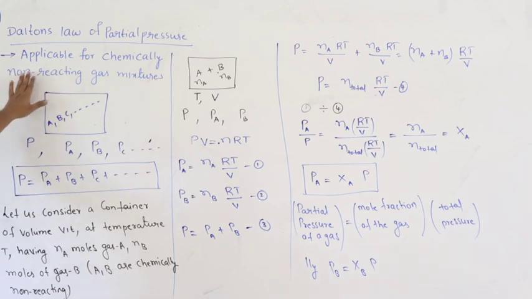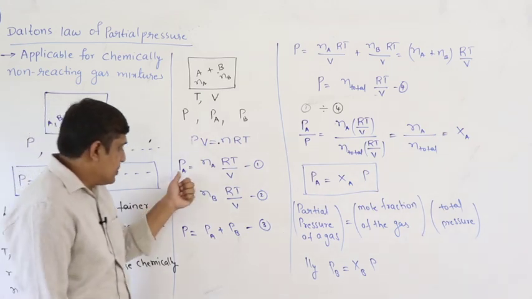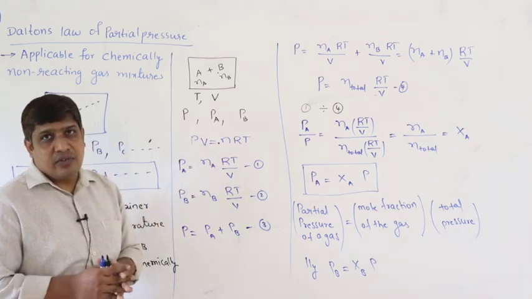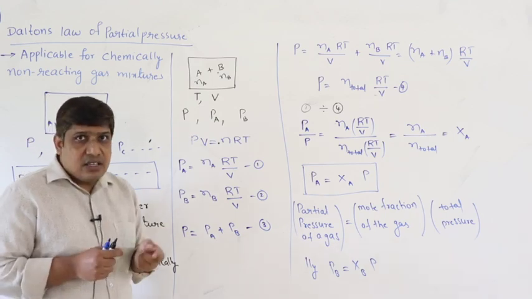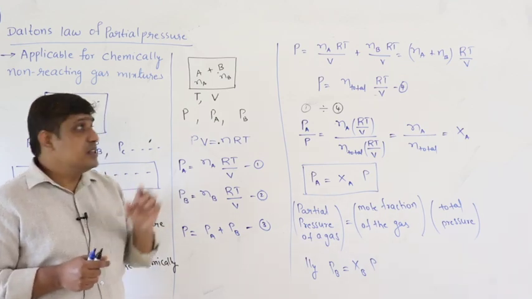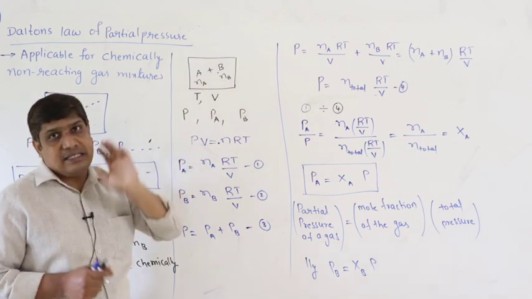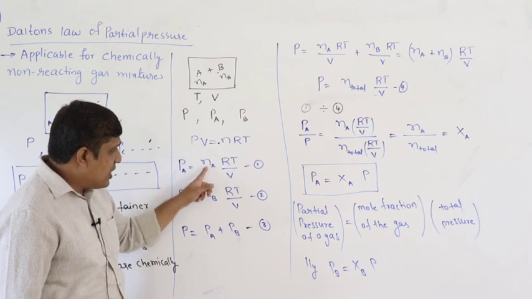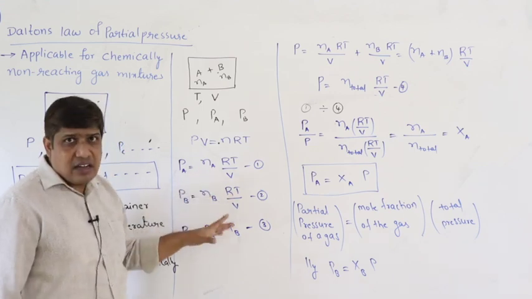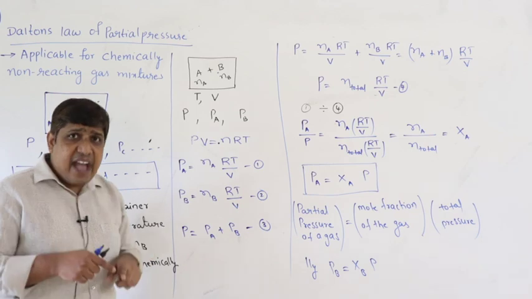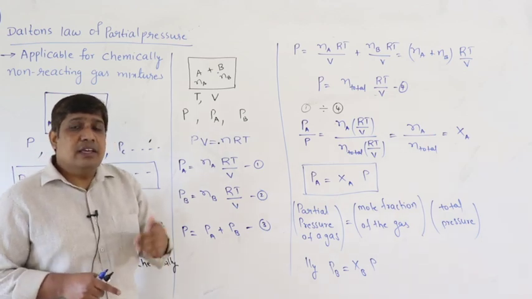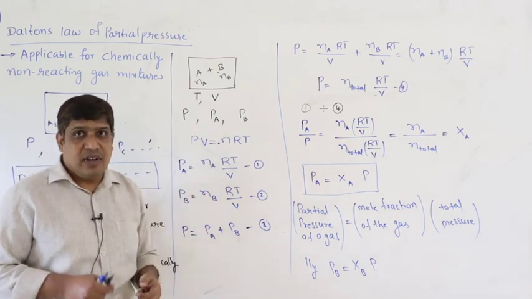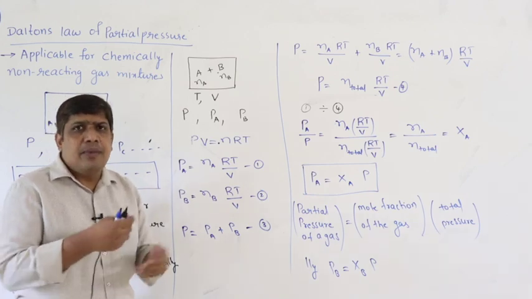Right. So let us come back to this point. Dalton's law is applicable only for chemically non-reacting gaseous mixture. Why is it applicable only for chemically non-reacting? When you mix the gases, if they don't react, that means the number of moles will remain same. The partial pressure only depends upon number of moles, because anyway T and V are constant. If they react, the number of moles will keep on changing from instant to instant because of the chemical reaction.